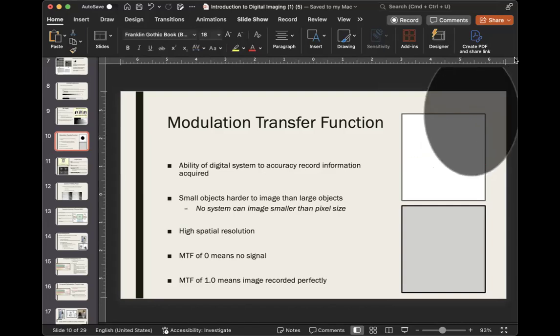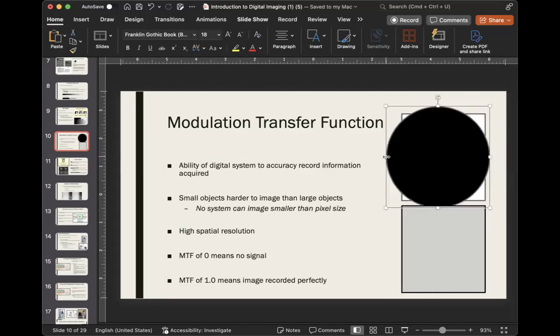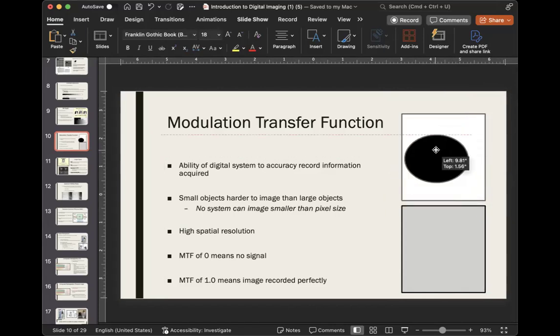And so the only way we could record this piece of information is if the black dot was bigger than the pixel, right? Because then the entire pixel would be black. But as it's shown here, it's going to have to average this black dot with all these white areas. And so when it presents itself, it's going to show up as a shade of gray. We wouldn't even know that there's a black dot there. And so that's why smaller objects are harder to image, okay?